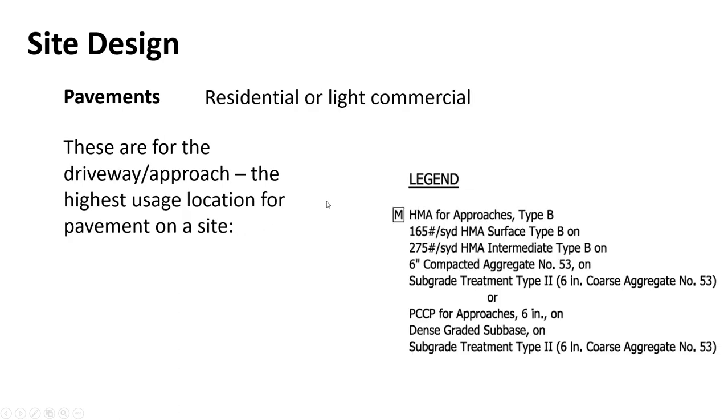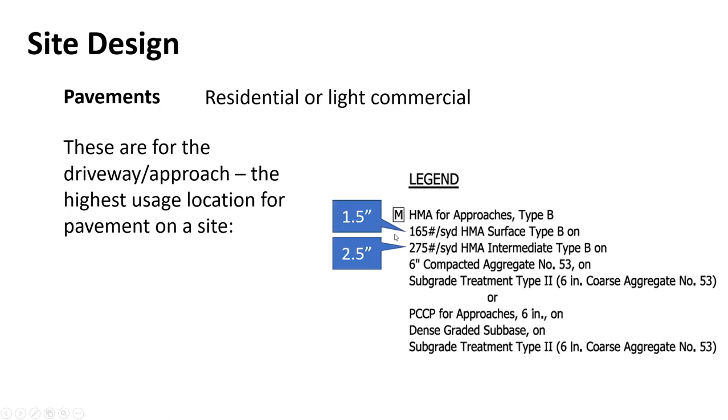Pavement depth works for that, and this is a residential driveway, so it's a little bit less, right? So we're going to look at this as kind of the worst case, and this is what NDOT's using: 165 pounds per square yard HMA on 275 on the intermediate, right, or 6 inches of concrete. And I've seen people use less concrete. 6 is good for the approach. You might be able to get away with a little bit less out in the parking lot.